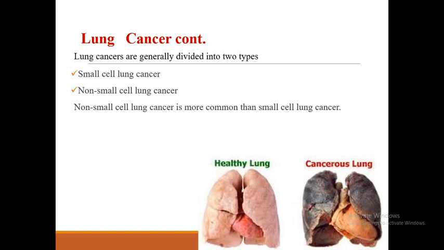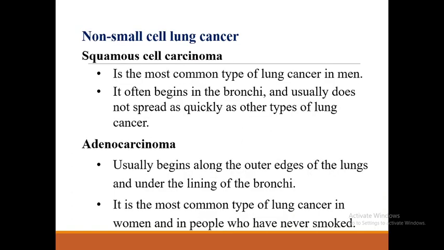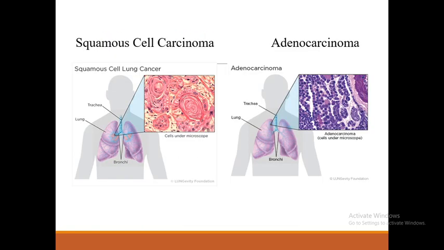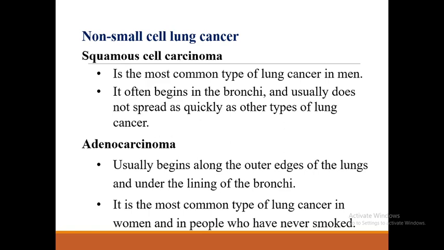Lung cancers are generally divided into two main types. The first is small cell lung cancer, or small cell carcinoma, and the other is non-small cell carcinoma. Non-small cell lung cancer is more common than small cell lung cancer. In non-small cell lung cancer, there are two main types: one is squamous cell carcinoma and the other is adenocarcinoma.